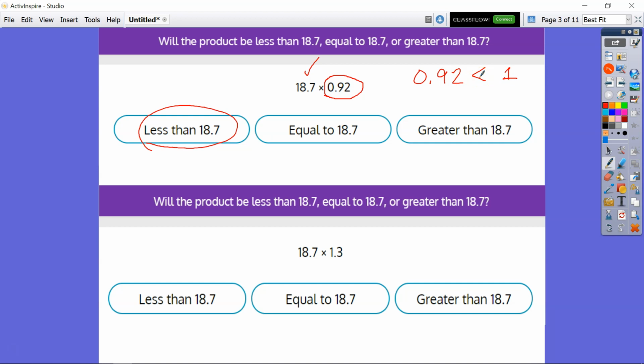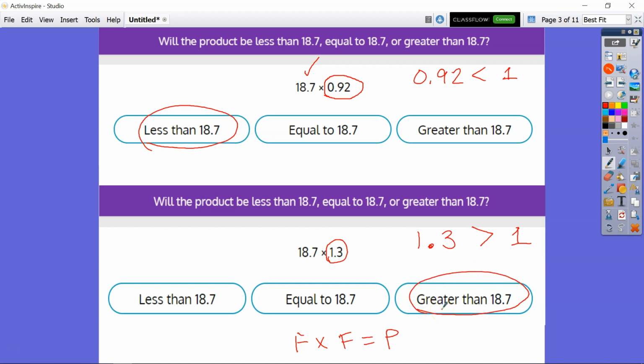Same thing. Will our product be less than, greater than, or equal to 18 7/10? Now, our scaling factor is 1 3/10. Is 1 3/10 greater than, less than, or equal to 1? Hopefully you said it's greater than 1. So because 1 3/10 is greater than 1, the product, remember, product is the answer. We're talking about factor times factor equals product. The answer to this problem is going to be greater than our first factor, which is 18 7/10. You know it's going to be greater.